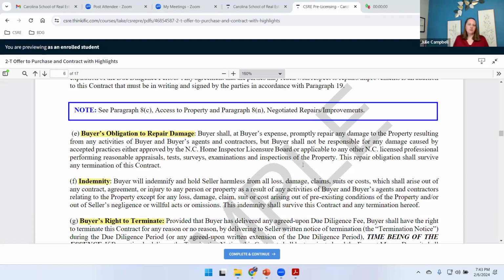Buyer's obligation to repair damage. Buyer shall, at the buyer's expense, promptly repair any damage to the property resulting from any activities of the buyer's agents and contractors. So if the home inspector damages the property, for example, and the buyer terminates, they're still on the hook to fix the property. They can't just walk away and leave the seller with damaged property.